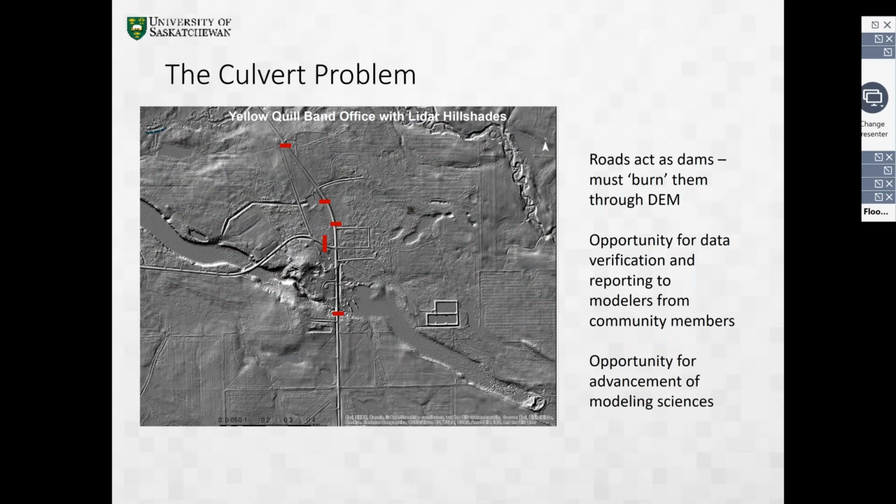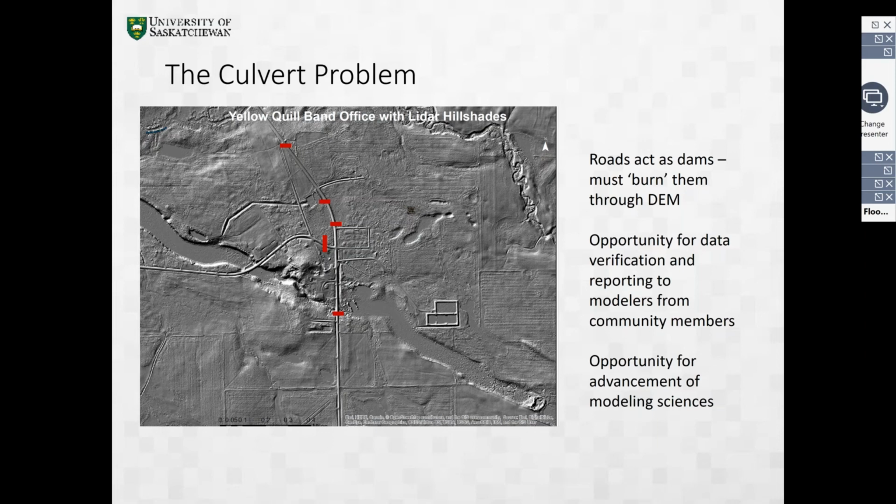This offers an opportunity for data verification. So the reserve community can check their data on which culverts are supposedly there and need to be maintained for flood protection. But also it teaches the modelers where some of the errors in their modeling might be coming from if they don't know that culverts are there. So it's an opportunity for advancement of modeling sciences. It's also an opportunity for modelers to learn from community members and community members to ensure that they are doing adequate maintenance of their infrastructure for flooding.